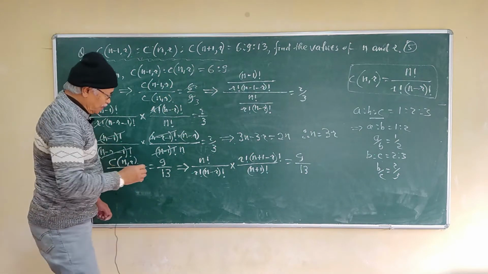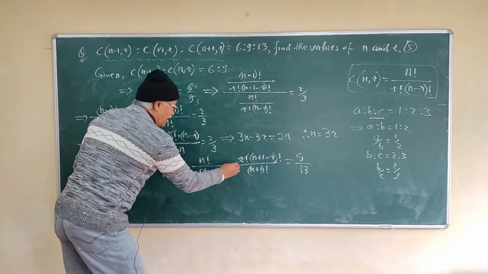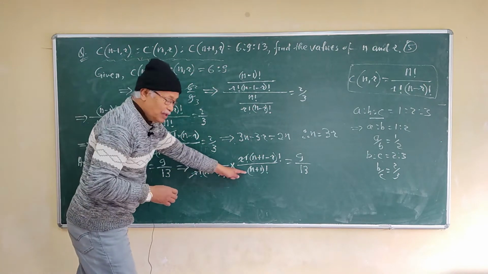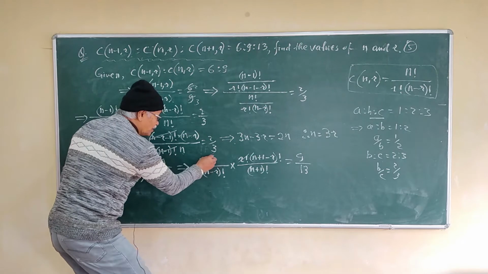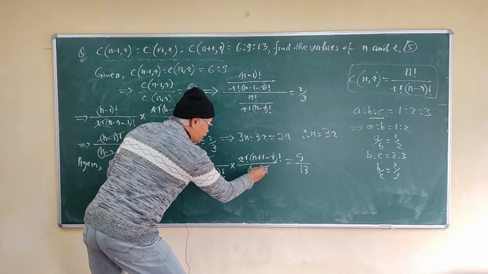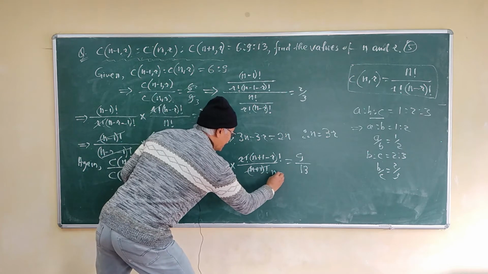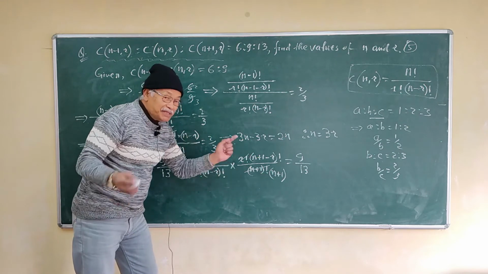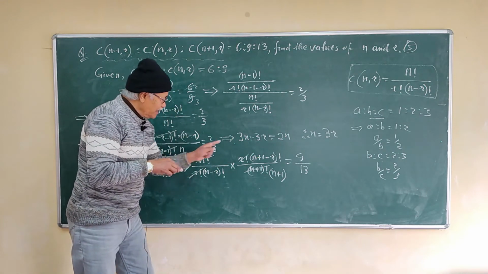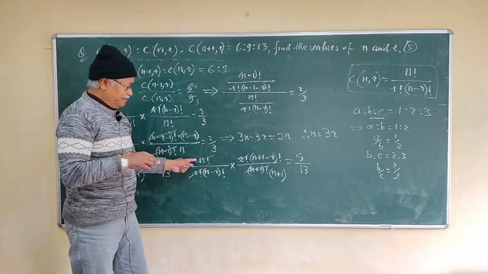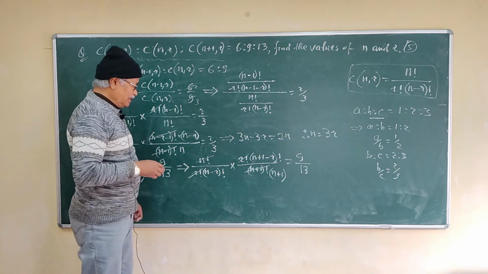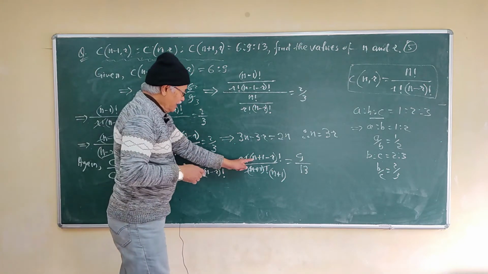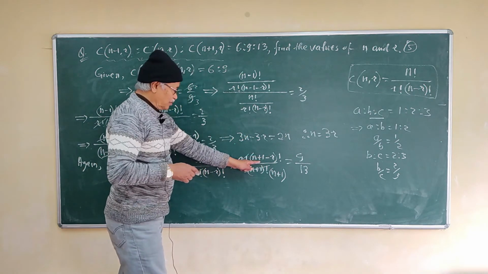Now r factorial will cancel with r factorial. Now tell me if we can cancel these two. Answer is yes. n factorial can be cancelled with n plus 1 factorial. How many times? n plus 1 times. Because n plus 1 factorial is preceded by n factorial, that n factorial cancels away with this.